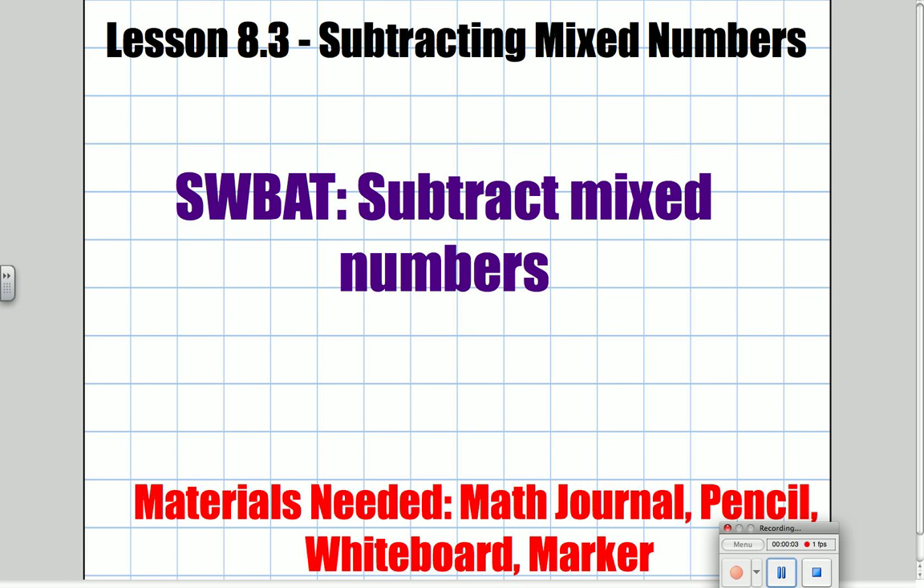Hello and welcome to lesson 8.3, Subtracting Mixed Numbers. Our SWABOT for today is that students will be able to subtract mixed numbers. The materials you will need for today's lesson include your math journal, pencil, whiteboard, and marker.